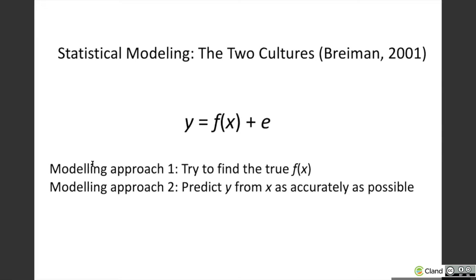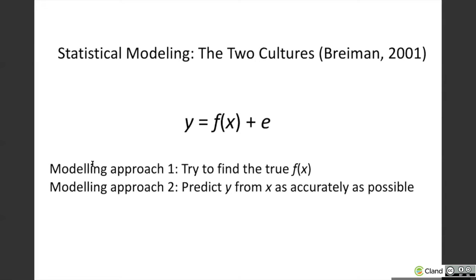This approach was described in an interesting paper titled "Statistical Modeling: The Two Cultures" by Breiman, 2001. In his paper, Breiman explained that there are two modeling approaches. Approach one tries to find the true model, and approach two aims at predicting the response y as a function of x as accurately as possible.